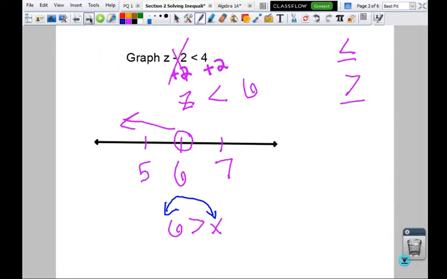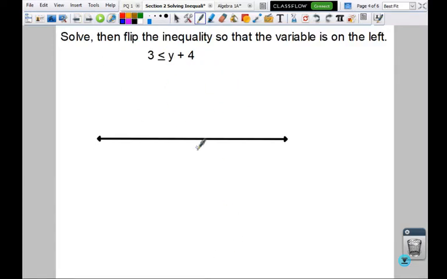Alright, Richie, you got this? Alright. And actually that's what we're going to do right now. So on this one, I have 3 is less than or equal to y plus 4. So if I'm going to go through and solve this, Dylan, what am I going to do to get that y by itself?